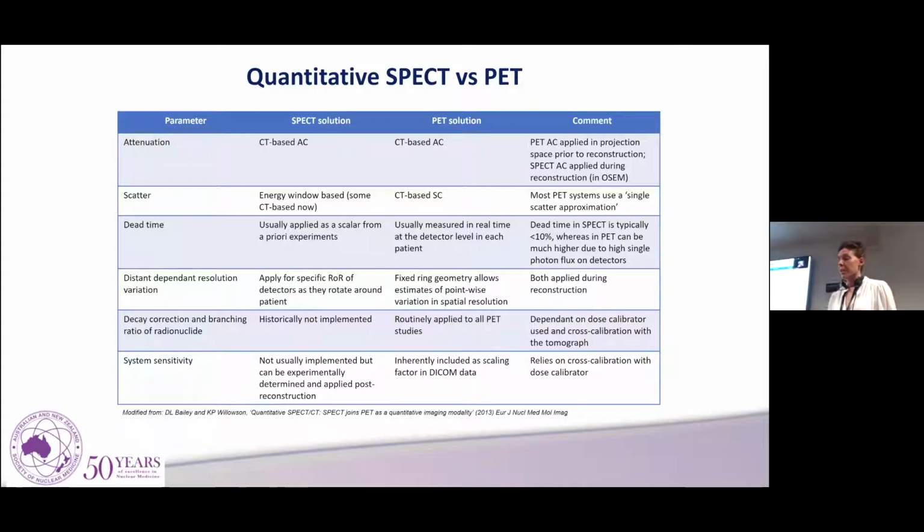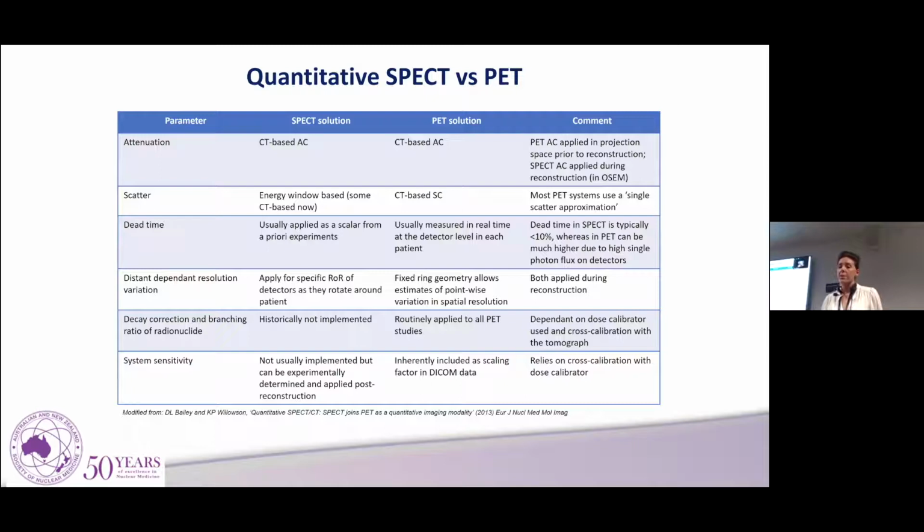And this relates back to our cross-calibration factor that we measure, which really ties in our in-house dose calibrator with the tomograph itself. Finally, once we have fully corrected count data, we obviously need to convert that into the desired units of absolute radioactivity. And this is done using the system sensitivity factor.